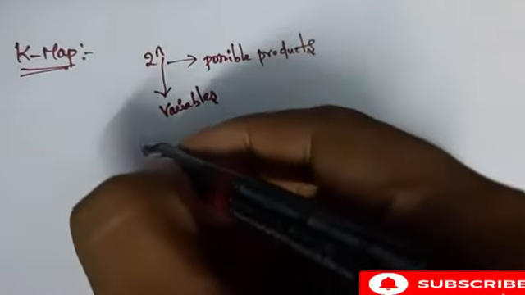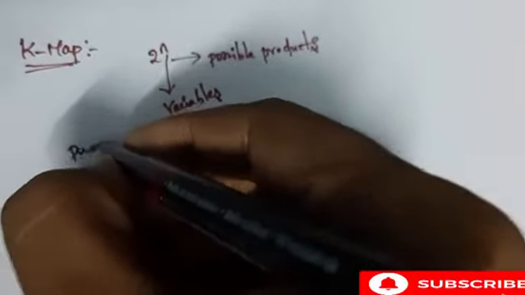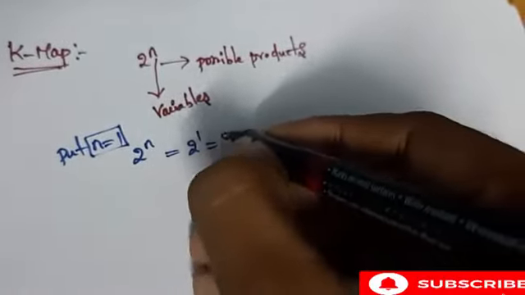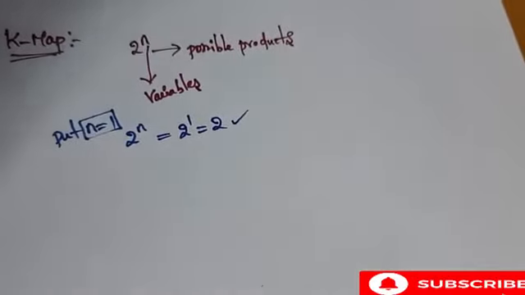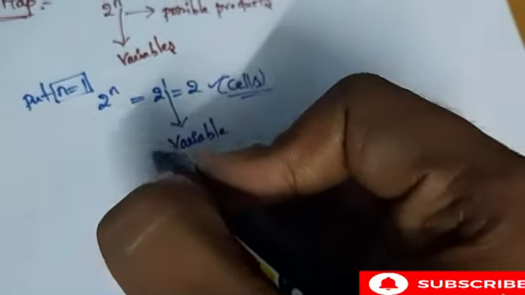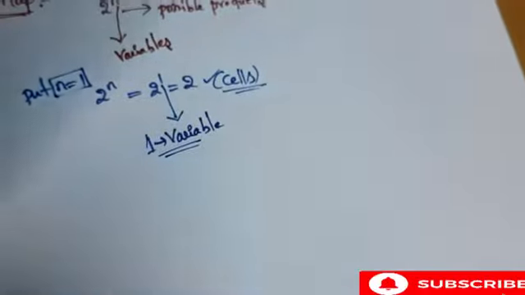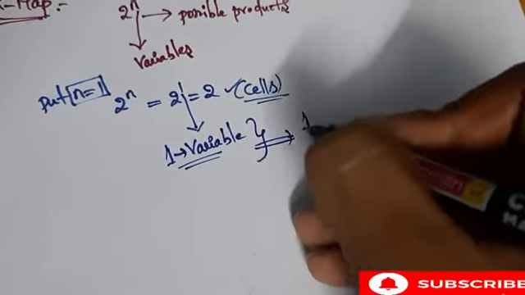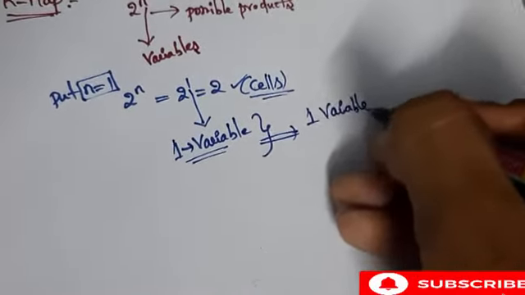Suppose you take 2 power n, put n equal to 1, you will get 2 power 1, that is equal to 2. That means 2 cells will be there. Here 1 will be the variable. This is said to be the one variable K-map.